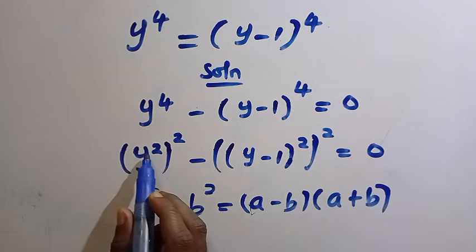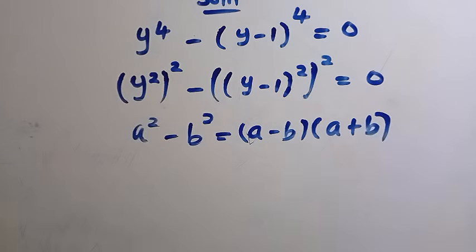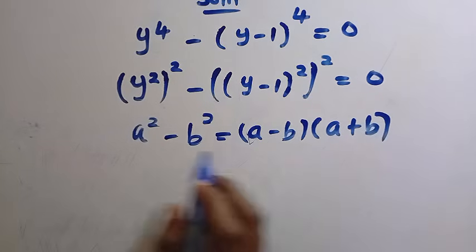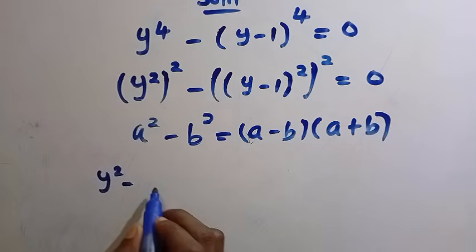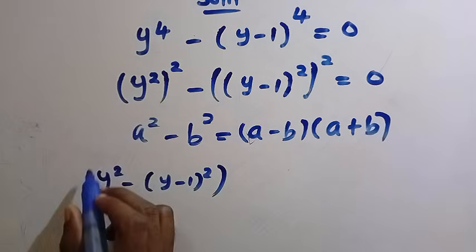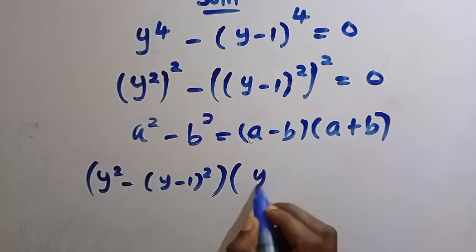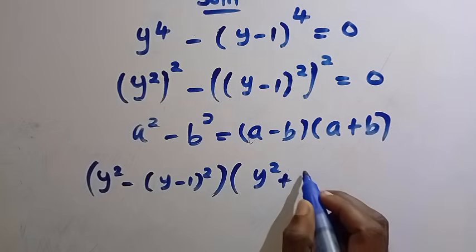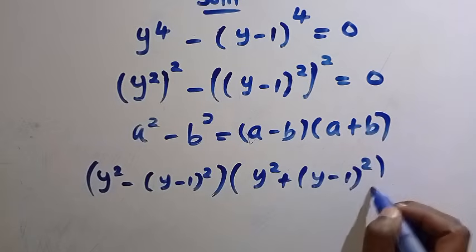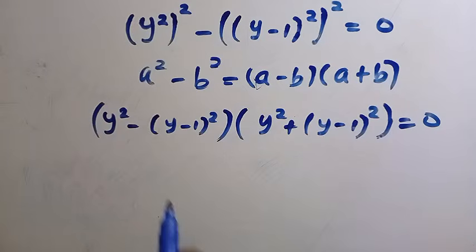If a here is y squared and b is (y minus 1) squared, by substituting here, a minus b gives us (y squared minus (y minus 1) squared), then open bracket. For the second one, which is positive, we have (y squared plus (y minus 1) squared), all this equals 0. There are two different brackets, so we let the first one and the second one equal 0.